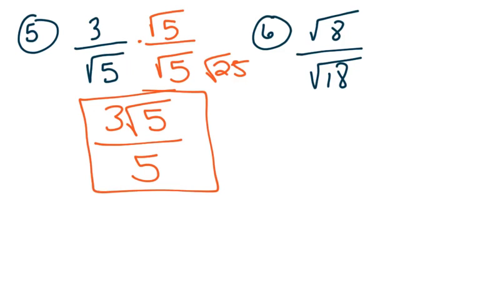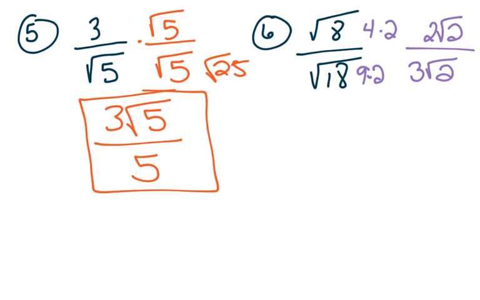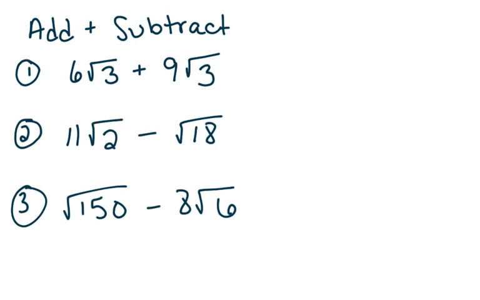All right, our next one. On the top, the biggest perfect square that goes into 8 is 4 times 2. So that would give me 2 square root of 2 on the top. And on the bottom, the biggest perfect square that goes into 18 is 9 times 2. So that would give me 3 square root of 2. And what I really like about this problem is I have a square root of 2 on the top and a square root of 2 on the bottom. They cancel out. So my final answer is 2/3.